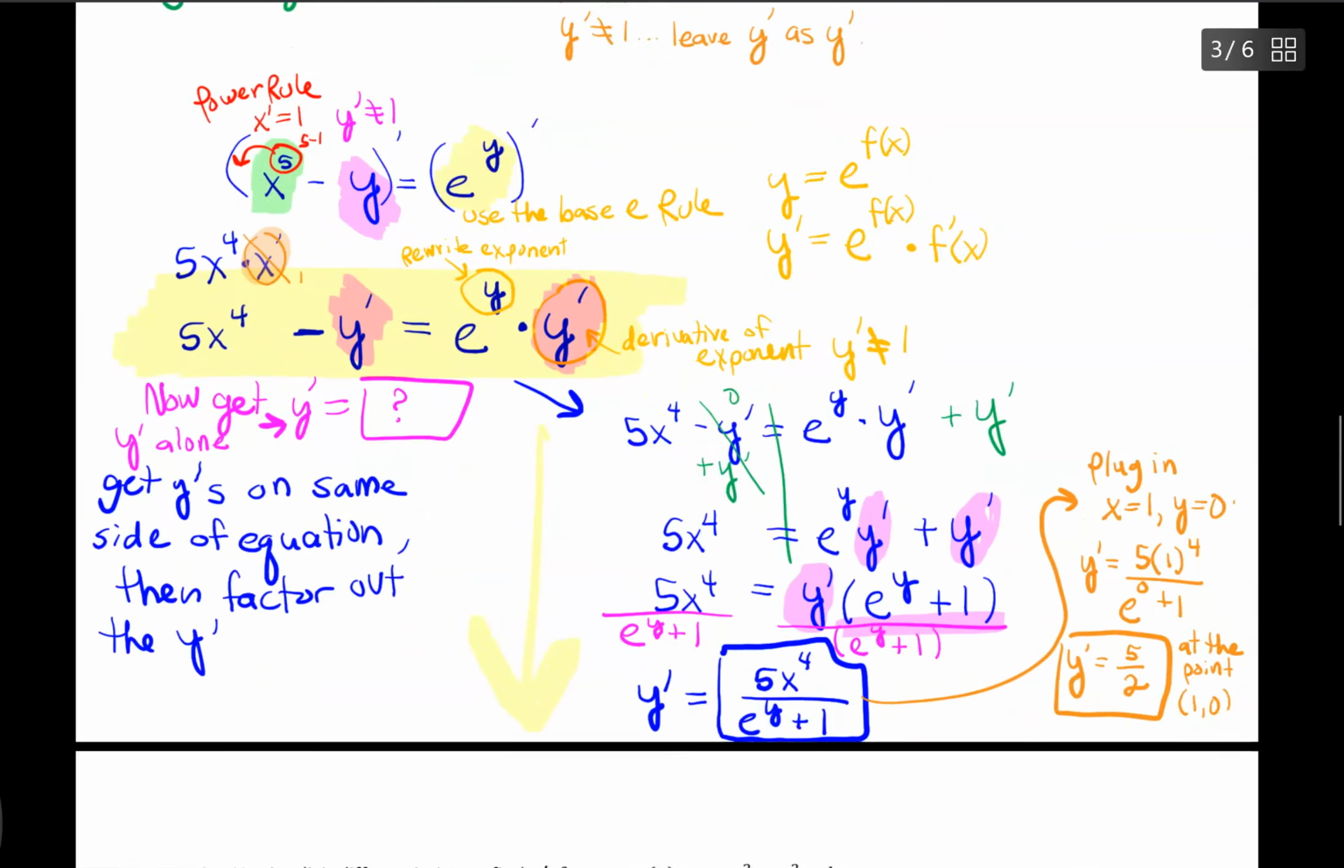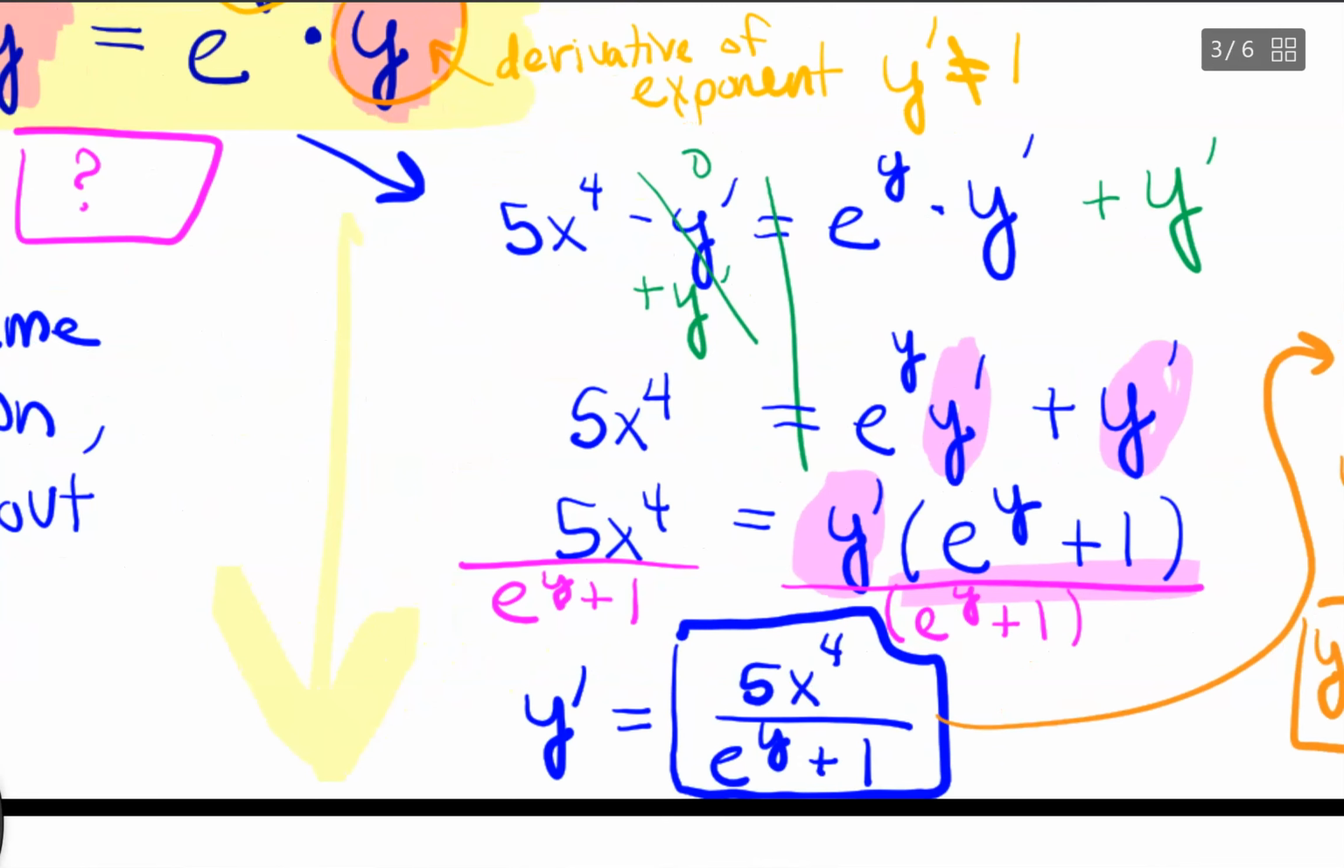And so when I was factoring out that y prime, there is an understood coefficient of 1 in front of that y prime. So when I factored the y prime out of the first group, the e to the y was left. And when I factored the y prime out of the second group, that understood coefficient of 1 was left. Okay, thank you. Cool.